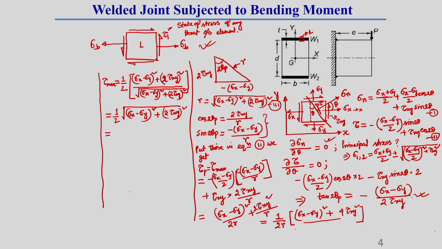Now, I am multiplying this 1 by 2 inside this root. What we can get is the maximum shear stress as the square root of ((sigma x minus sigma y) by 2) whole square plus tau x y square. This is the maximum shear stress we can get if the state of stress is biaxial, which I am showing in figure 1. If there is sigma x and sigma y, then generally we get the maximum shear stress as the square root of ((sigma x minus sigma y) by 2) whole square plus tau x y square. So, I am representing this as equation number 4.